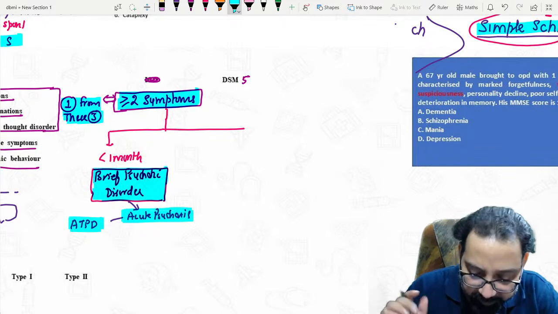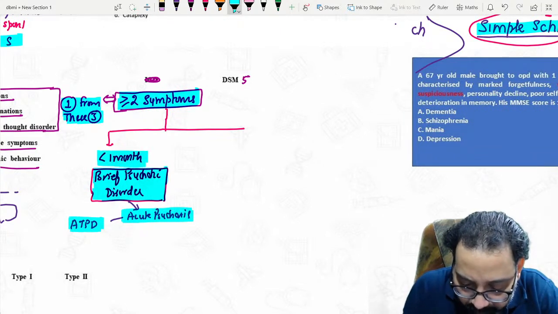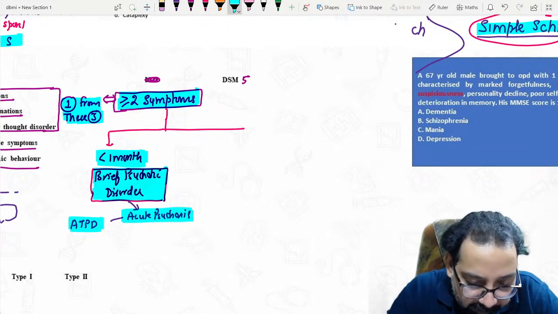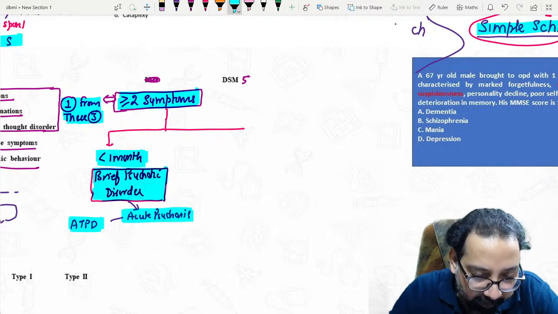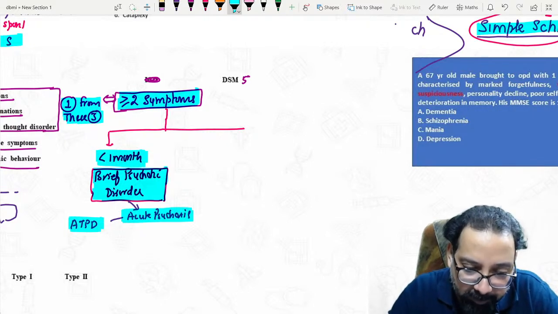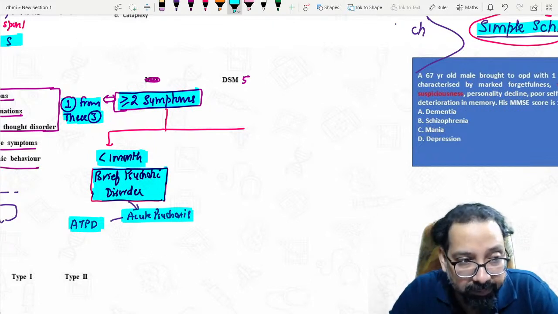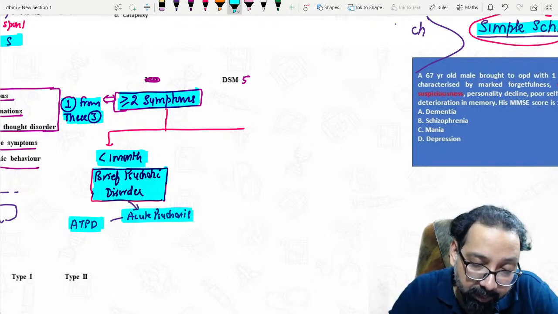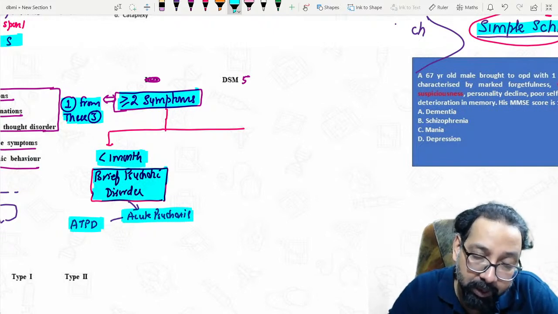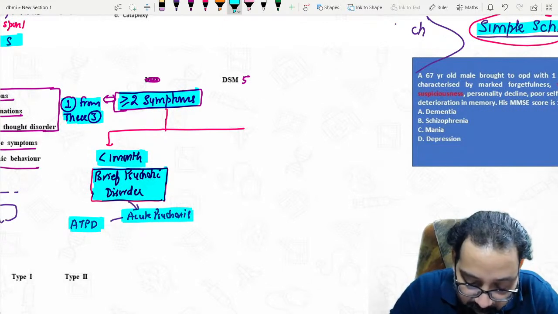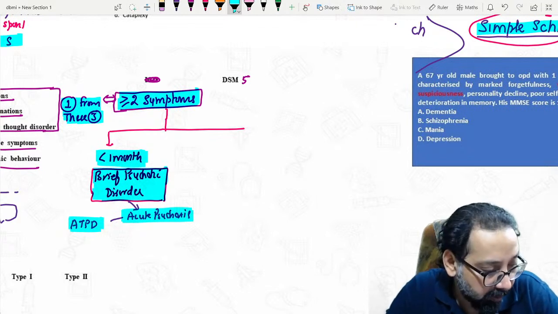So in a few questions you will find that two symptoms are there, and they will say 20 days. The hallucination and delusion are there for 20 days, and they will ask what is the diagnosis. In one question you will find the diagnosis is brief psychotic disorder. In another question they will not give brief psychotic disorder in the options, they will give ATPD. You will mark ATPD. In a few questions neither brief nor ATPD would be in the options, they will give acute psychosis. You will mark acute psychosis.